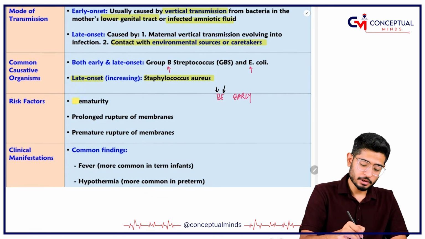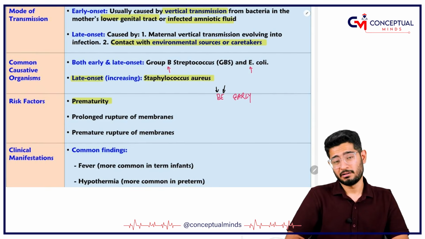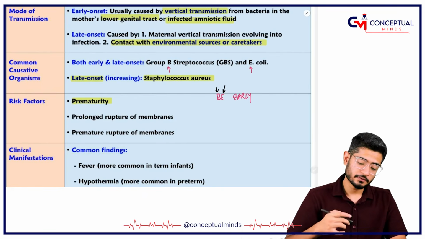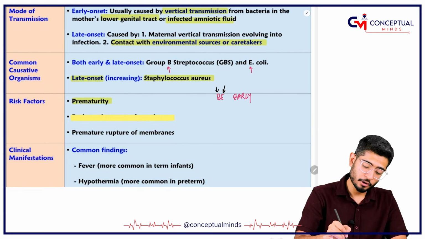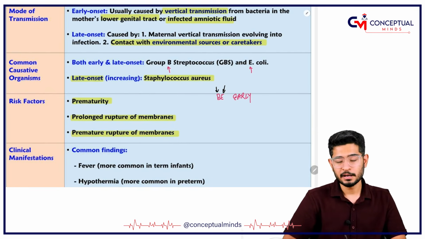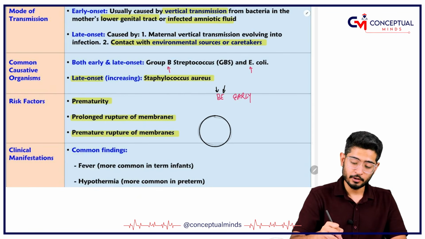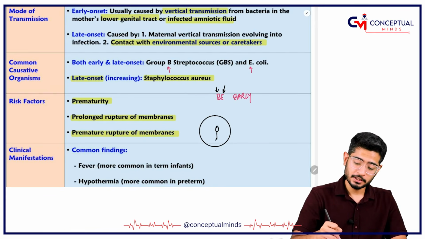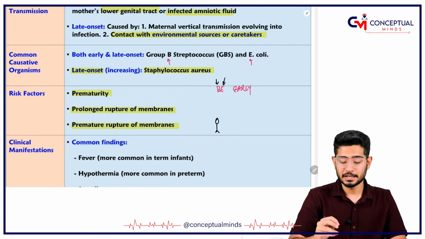What are the risk factors? In prematurity, of course, the child does not have sufficient immunoglobulin, so the child will not be able to fight the infections. So prematurity is one of the causes. Next is premature or prolonged rupture of membrane. In both of these cases, the child is not going to have a protective layer outside. So if there is no protective layer outside, the child is going to have neonatal sepsis.